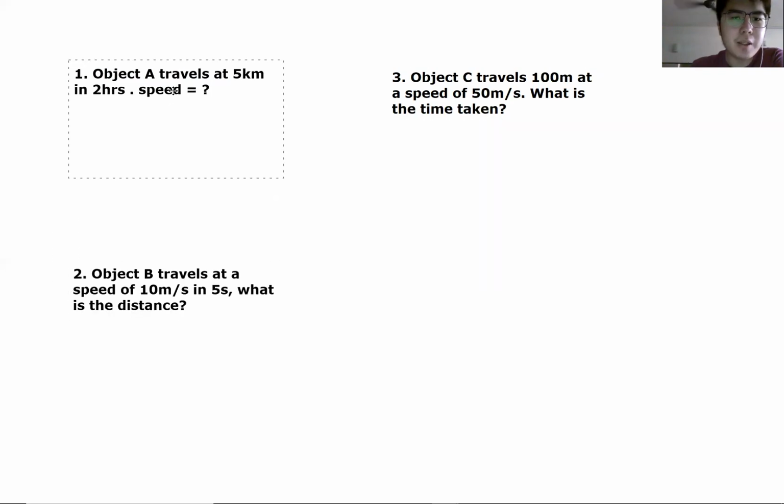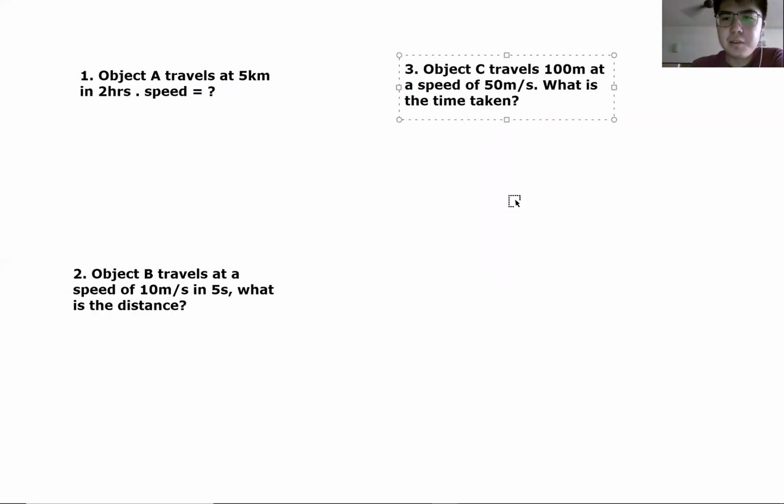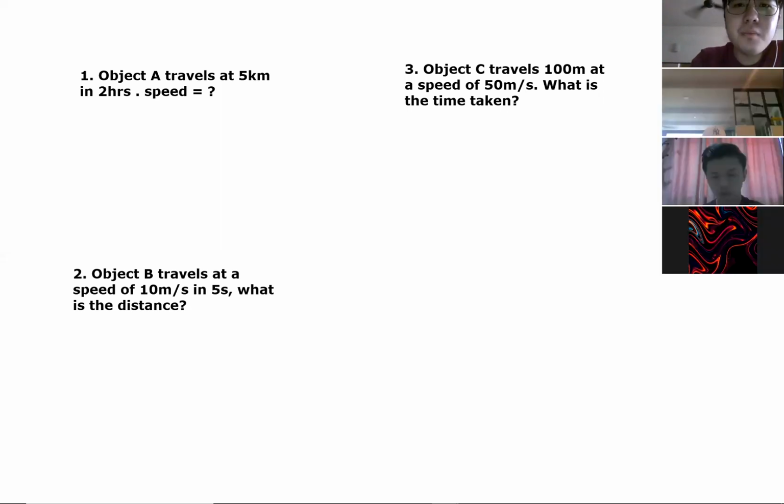All right, everybody look here. Let's look at a few examples. Number one: object A travels 5 km in 2 hours. Speed equals what? We start from the formula. Every time you solve a physics question, please write down the formula first. So S = d/t. Now identify what is missing.